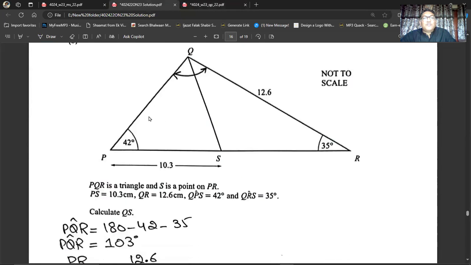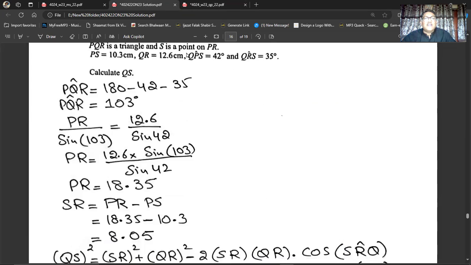So let me show you my working. First of all, I will find this angle. Then after this, I will find out this PR. After PR, I will calculate SR. Once I know the SR and I know this side, I know this angle. Then by using the law of cosine, I will be able to find out the QS side. So here you can see the PQR angle will be equal to 180 minus 42 minus 35. The PQR angle will be equal to 103 degrees.